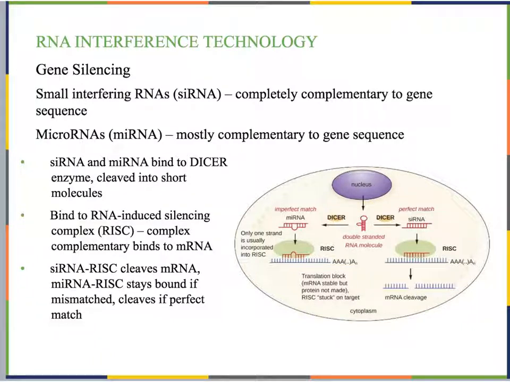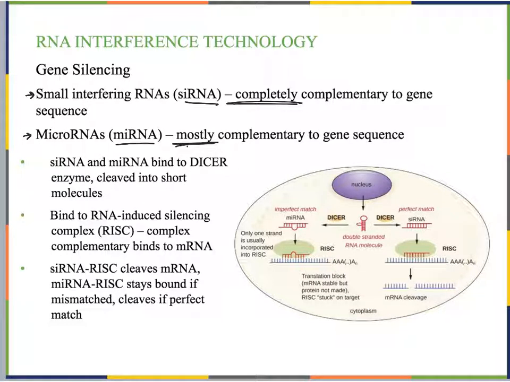We also use this RNA interference technology currently in something called gene silencing. When we are going through the process of gene silencing, we're utilizing either small interfering RNAs or siRNAs, or microRNAs or miRNAs. The difference between these two is that our small interfering RNAs are completely complementary to a gene sequence, versus our microRNAs are mostly complementary to a gene sequence.